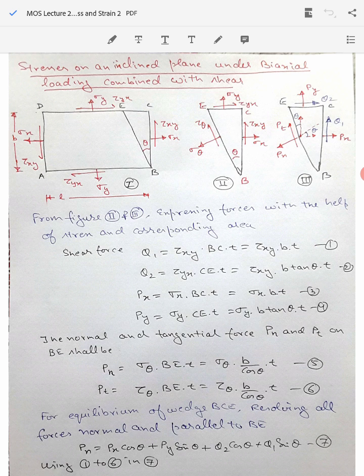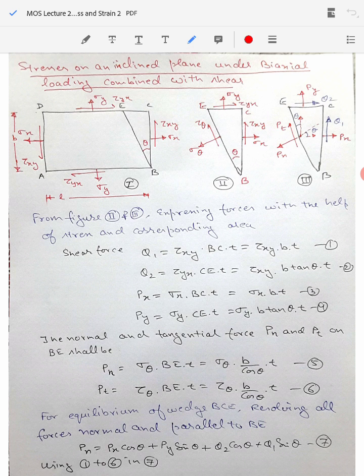Okay, so in the last lecture, the first case was when there is only uniaxial stress, that means sigma x was acting alone. In the second case, there was sigma x and sigma y, both acting on the body. Now in this case, apart from sigma x and sigma y, there is also a shear stress tau xy acting on the system.